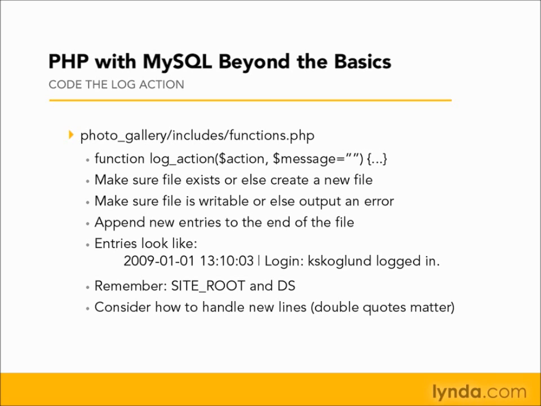And remember that double quotes do matter for using those special characters like \n and \r. If you use single quotes, it'll just interpret them as being literal \n and \r. In order to be a new line character, you need to use double quotes. Once you've done all that, and you've got the log action coded, try using it.